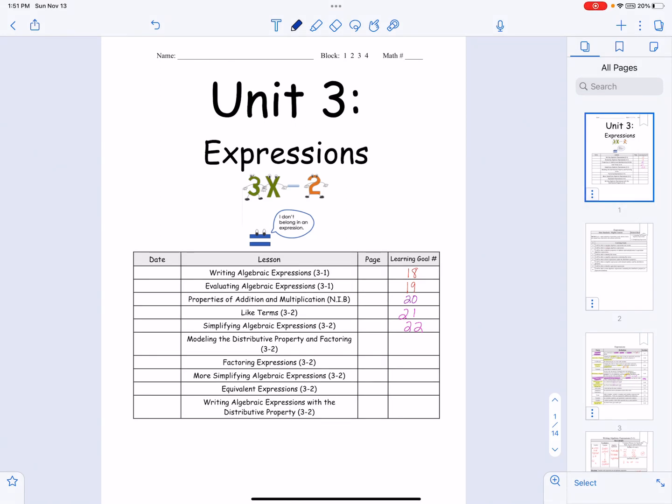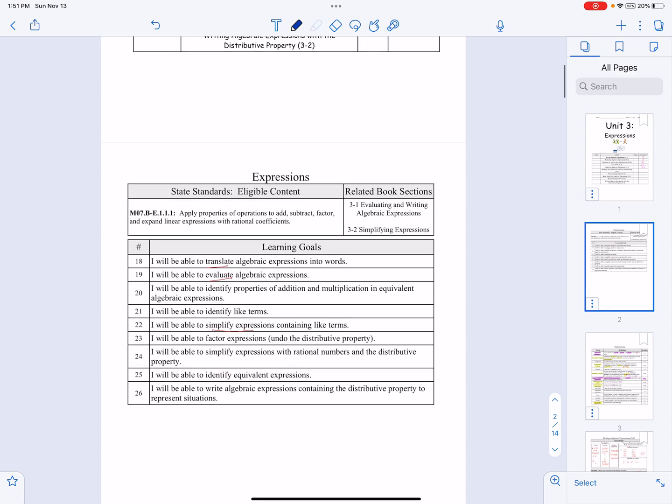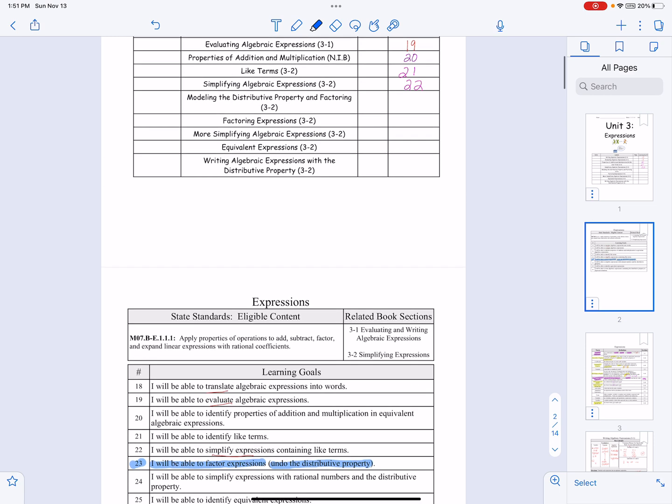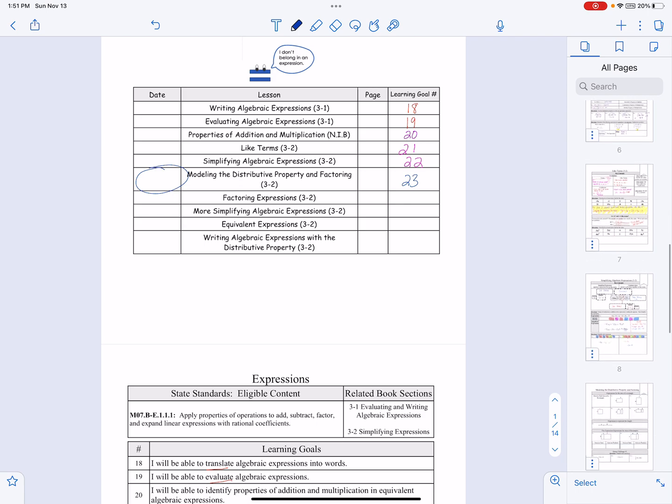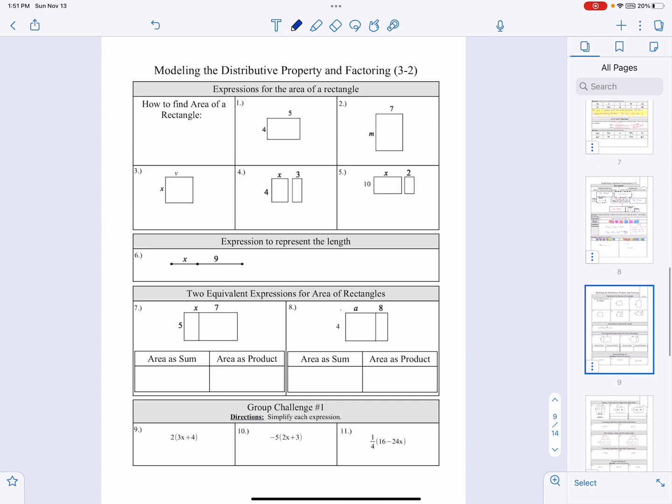All right, welcome to your next lesson today, which is modeling the distributive property and factoring. We are going to be focusing on learning goal number 23, which says I will be able to factor expressions, which is basically undoing the distributive property. Okay, so let's go ahead and mark in learning goal number 23, and then you can put your date over on the left side.